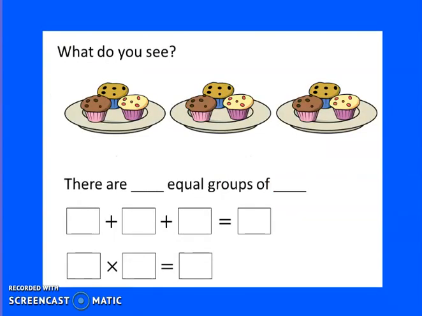Have a look at this picture. What do you see? There are equal groups of. Can you complete that sentence in your book and finish the calculations? Press play when you're ready to go through your answers.